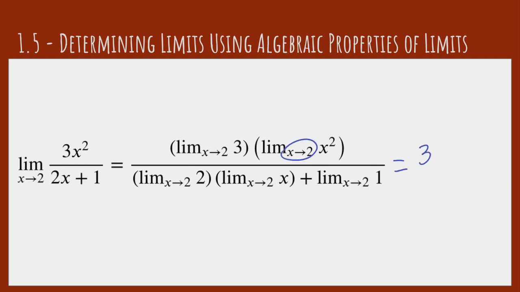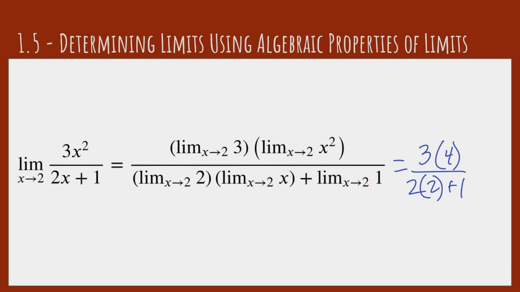As x gets closer and closer to 2, x squared is going to get closer and closer to 4. We just put the 2 in for the x there. And then in the denominator, the first one's going to be 2. As x gets closer and closer to 2, x gets closer and closer to, you guessed it, 2. Hopefully you guessed it. And then as x gets closer and closer to 2, 1 is just staying 1.